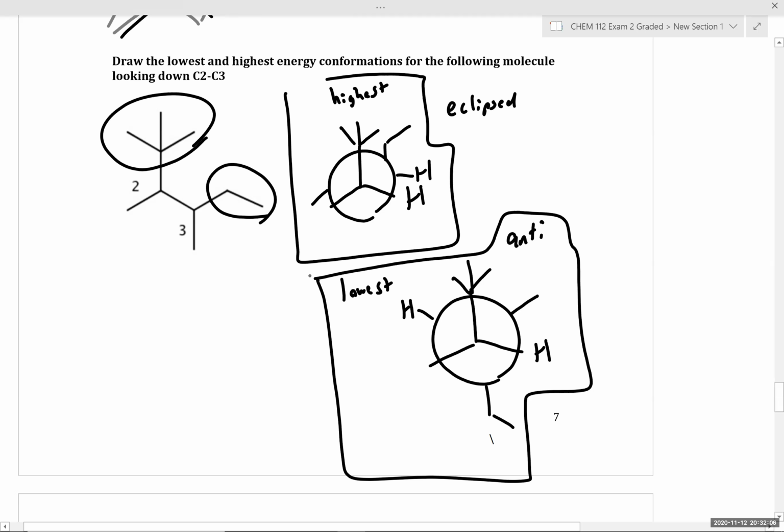Does this example make sense to everyone? Now, just to make sure you're paying attention, here, what is a problem with this structure? Why would I not give full points for this structure as the lowest?